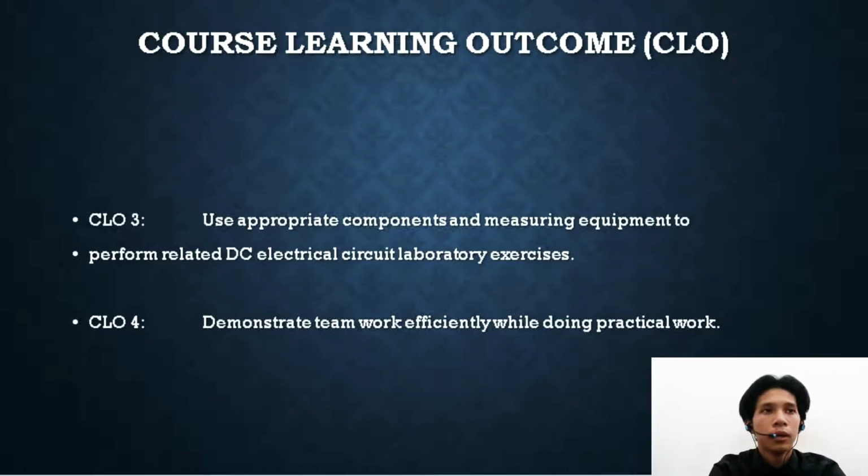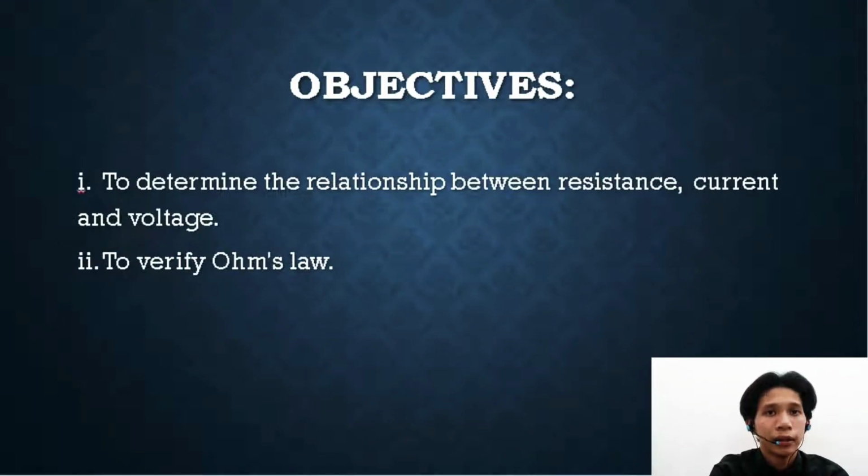First thing first, we need to know about the course learning outcomes. CLO3: use appropriate component and measuring equipment to perform related DC electrical circuit laboratory exercise. CLO4: demonstrate teamwork efficiently while doing practical work. For the objectives, the first is to determine the relationship between resistance, current, and voltage. The second is to verify Ohm's law.